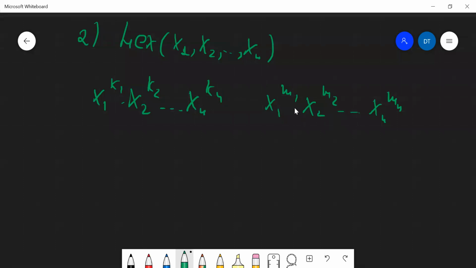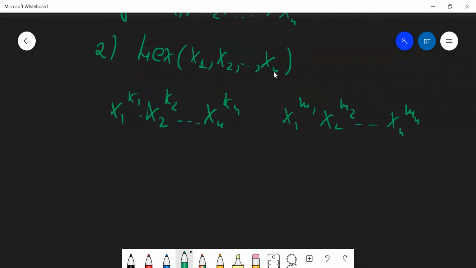Now I want to compare them. How do I compare? First of all, I order all the variables inside each monomial in the order I fixed here. So x1 is chosen to be first, so it must be the first variable in this expression. Then x2 goes second, so x2 also must be second in this expression, etc. For example, if I choose a different order, like xn, xn minus 1, etc., then xn should be first, xn minus 1 should be second, and so on.